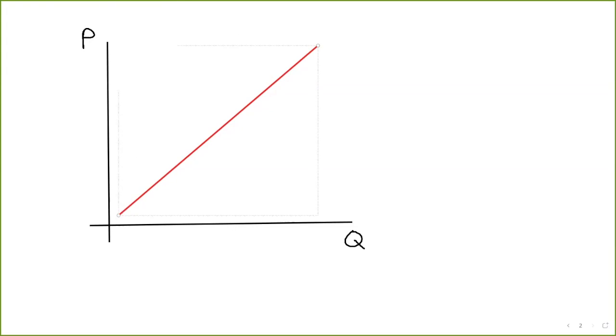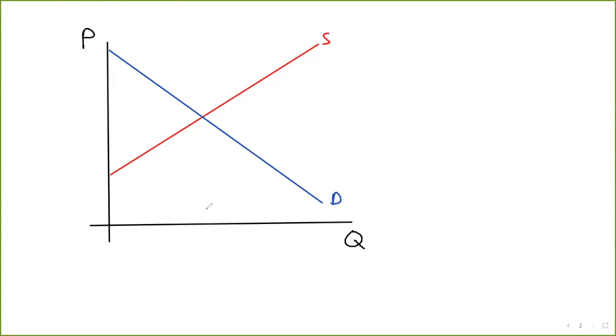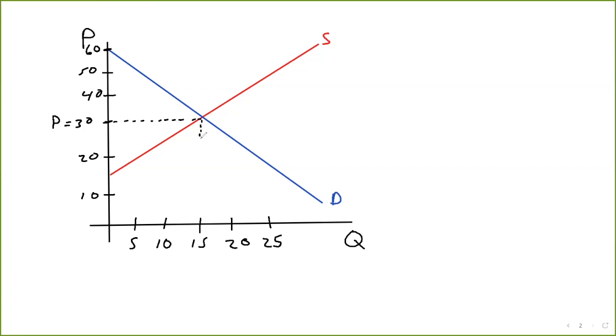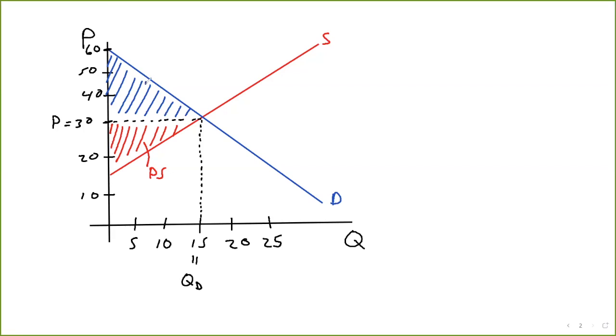And graphically, we can identify the total surplus. We know how to identify consumer and producer surplus. So if the price is 30, this is our equilibrium quantity demanded. And we know that this area is our producer surplus, and this area is our consumer surplus. And if we wanted to, we could calculate the area of both of these triangles. You just do each one separately as a right triangle and then add them together.